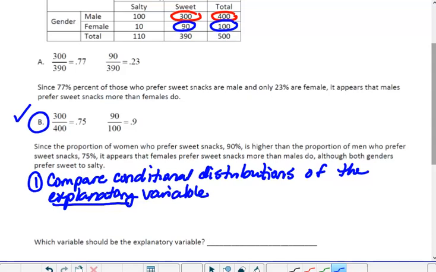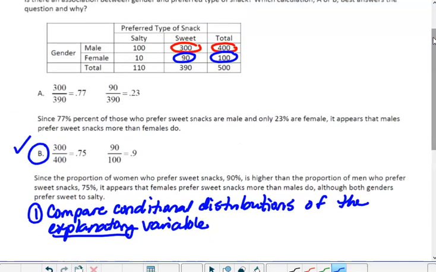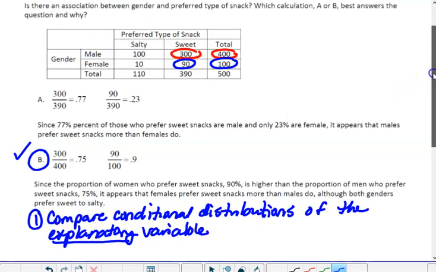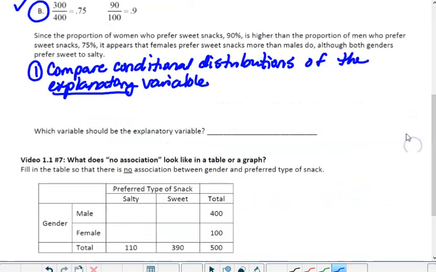Of course, it's important to recognize which one would be the explanatory variable. You have to use your common sense on this. Sometimes it's hard to tell, but most of the time it's pretty common sense. Does the preferred type of snack depend on gender, or does your gender depend on your preferred type of snack? Well, clearly it's your preferred type of snack. We're trying to figure out if the preferred type of snack depends on the gender. So it would make sense here that gender would be the explanatory variable.